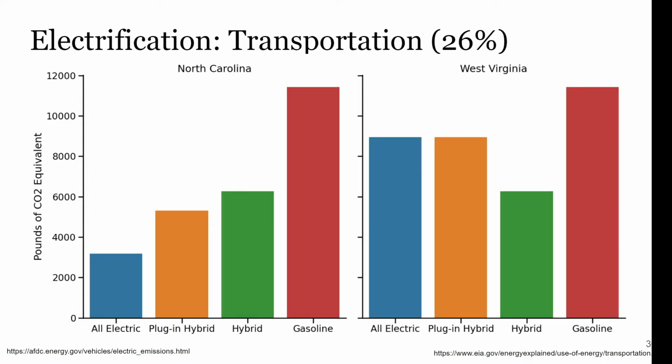If you compare that to a state like West Virginia that gets roughly 80% of their electricity from coal generation, an all-electric and a plug-in hybrid car are actually going to be worse than a traditional hybrid vehicle. But one thing to note is that across the country, these hybrid electrics or all-electric cars are better in terms of CO2 emissions than gasoline vehicles.